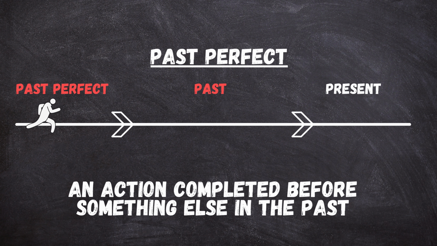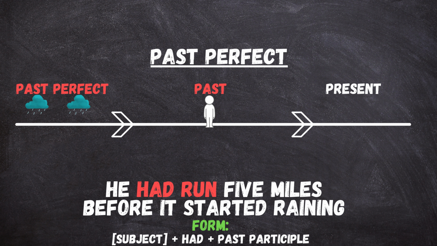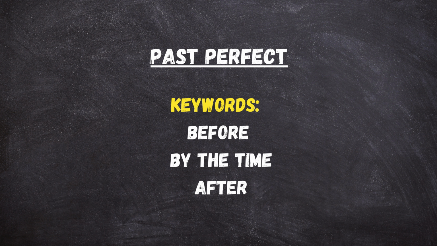The past perfect tense is used for actions that were completed before something else in the past. For example, he had run 5 miles before it started raining. The running was completed before the rain began. Keywords include before, by the time, and after.